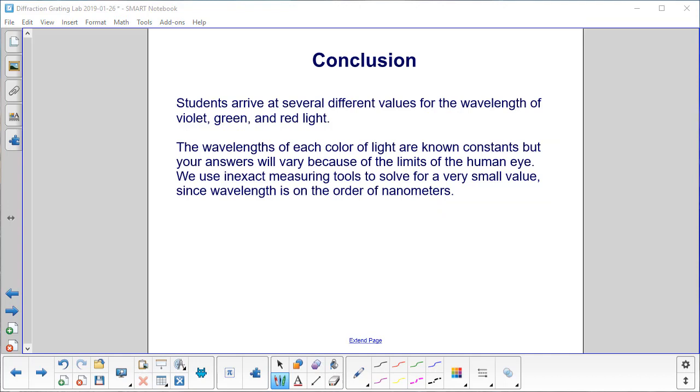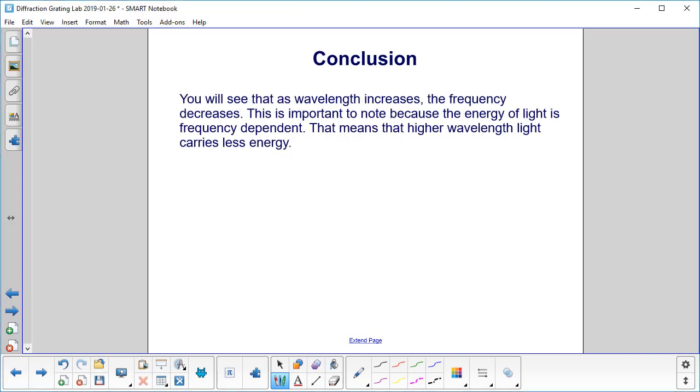Different students will arrive at different values for the wavelength of violet, green, and red light. The wavelengths of each color are known constants, but your answers will vary because of the limits of the human eye. We use inexact measuring tools to solve for a very small value, since wavelength is on the order of nanometers. You will see that as wavelength increases, the frequency decreases. This is important to note because the energy of light is frequency dependent. That means that higher wavelength light carries less energy.